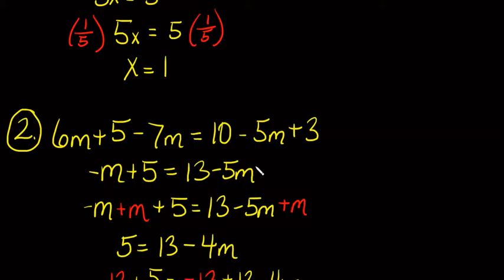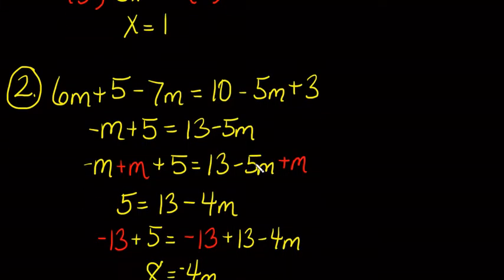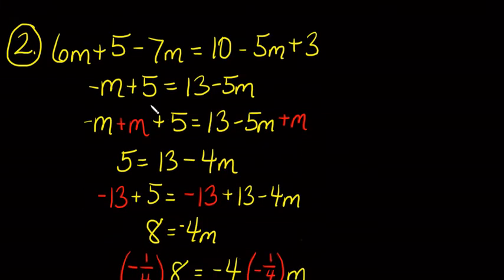Here's another example. Just has a little bit more in here, a little more involved. 6m plus 5 minus 7m equals 10 minus 5m plus 3. So if you take a look at what I did first, was just simplified both sides of the equation, because I had a 6m and a negative 7m, so I put those together. I have a negative m plus 5, and over here I have a negative 5m, but I have a 10 and a 3, so I added those together first and got 13 minus 5m.